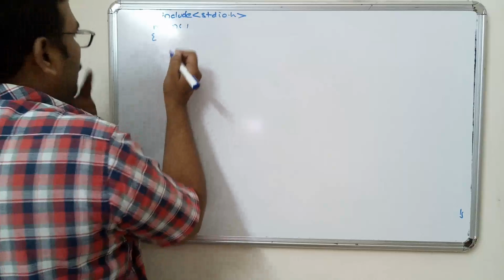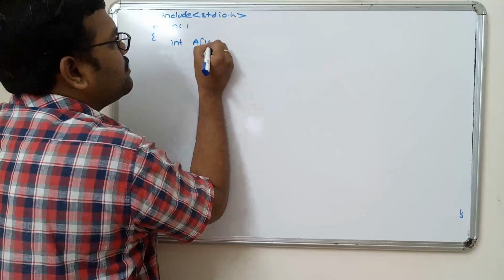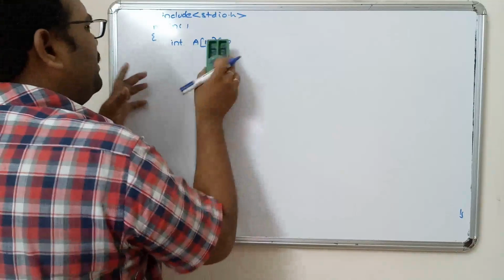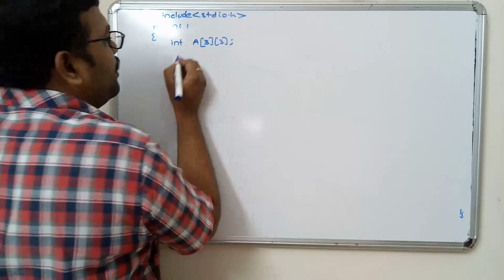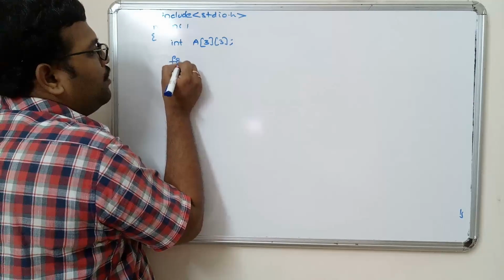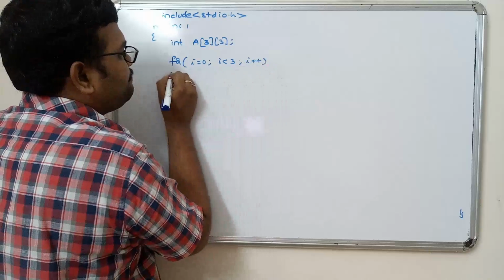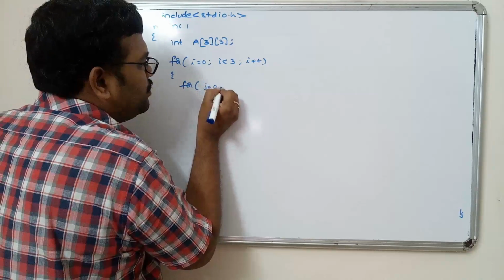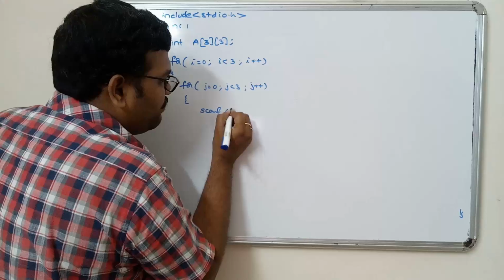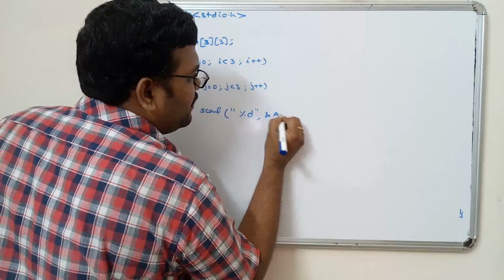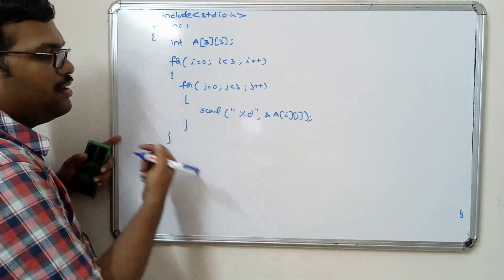Main function. Now declare an array: int a of some 10, 20, or simply take it as 3 by 3. Now for i is equal to 0, i less than 3, i plus plus. Again for j is equal to 0, j less than 3, j plus plus. scanf("%d", &a[i][j]). So this is the reading.